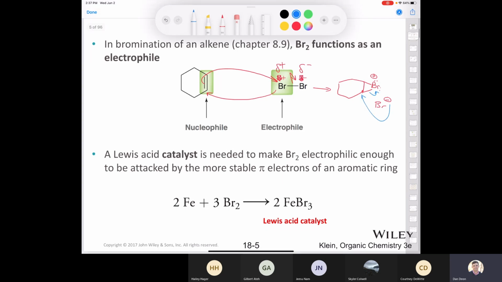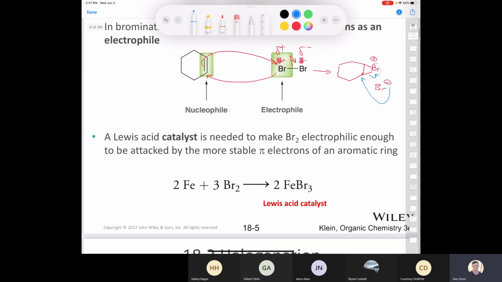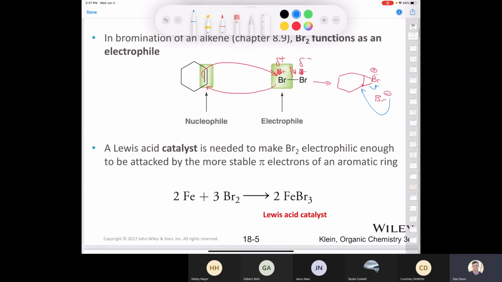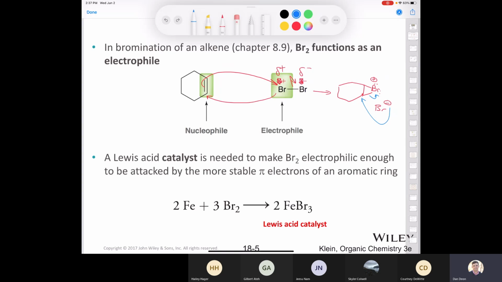Well, what happens is when we take bromine, Br2, and we mix it with iron, we actually get a reaction occurring here between the iron and the bromine to make iron 3 bromide. So FeBr3, that's iron 3 bromide, right? You remember the stock naming system. And iron 3 bromide is a Lewis acid, and that is the catalyst that is required to make the bromine electrophilic enough. So what's the point here?